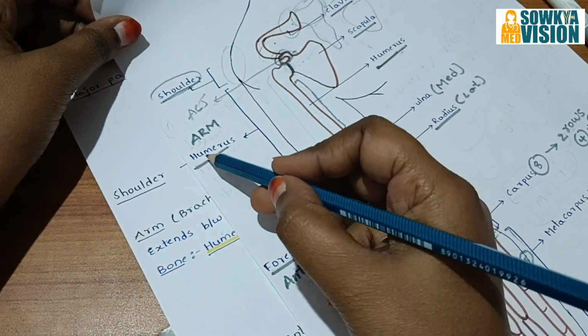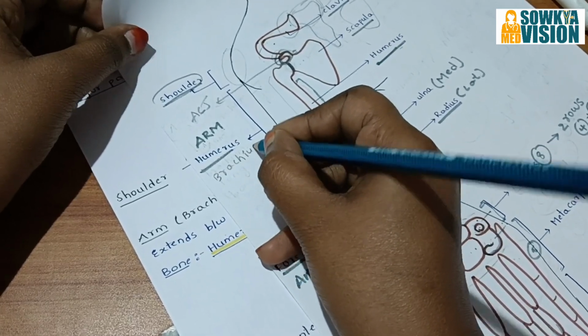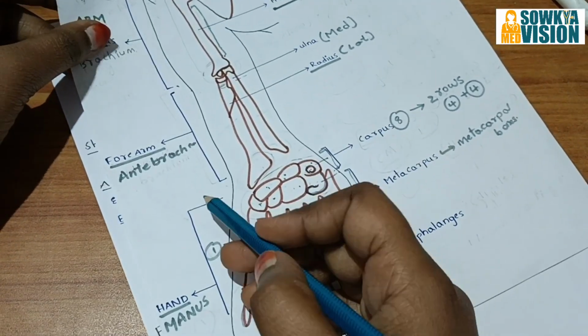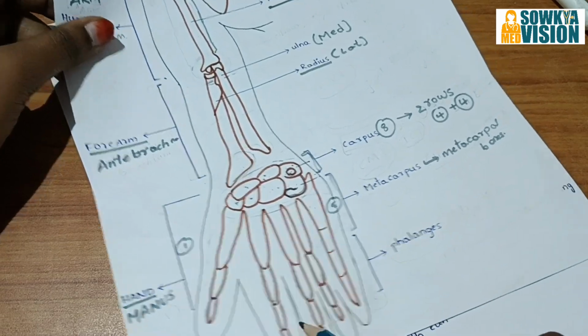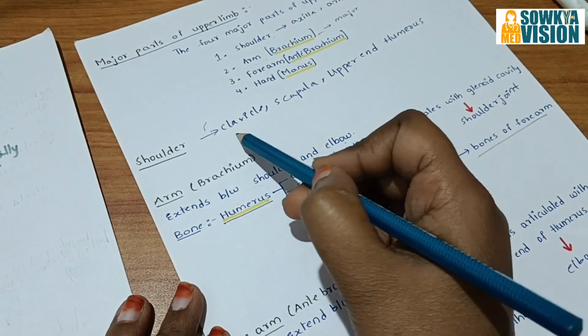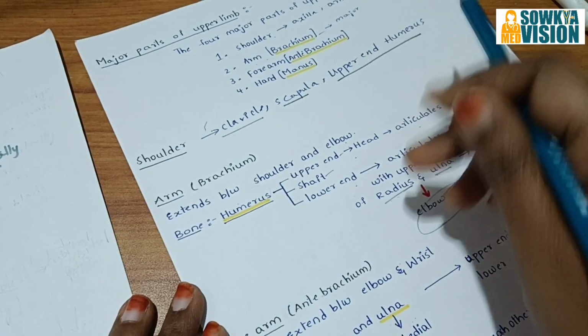Arm is known as brachium. Forearm is known as antebrachium, and the last part is known as hand or manus. Now let's see what comes under shoulder. As we discussed, clavicle, scapula and upper end of the humerus form the shoulder.